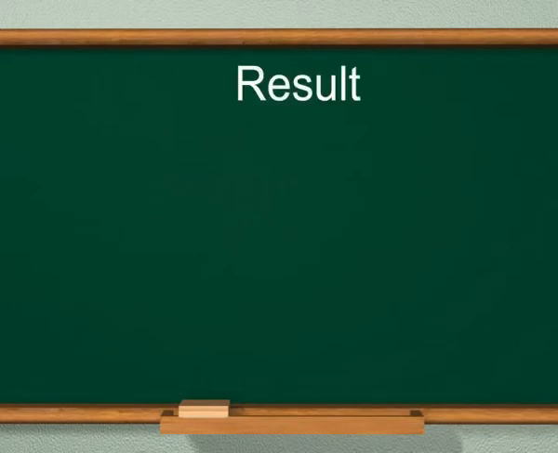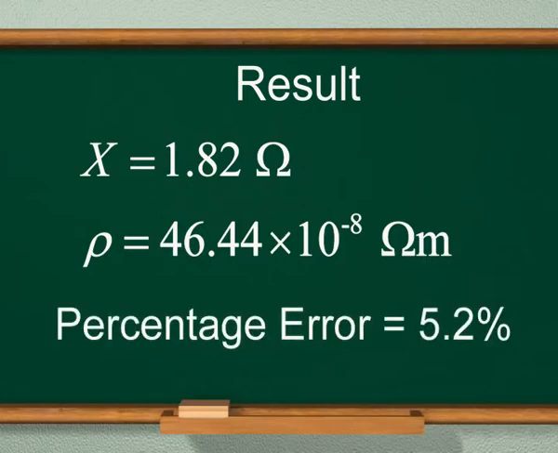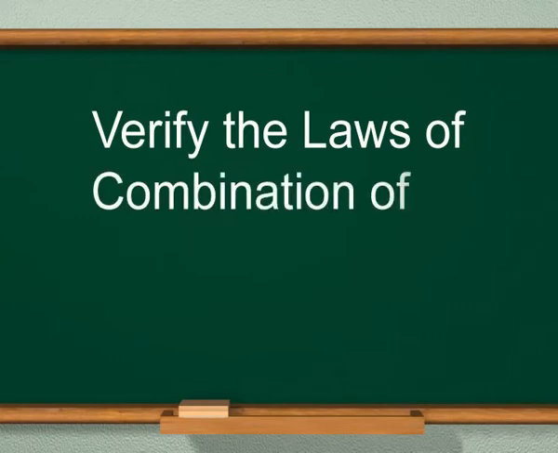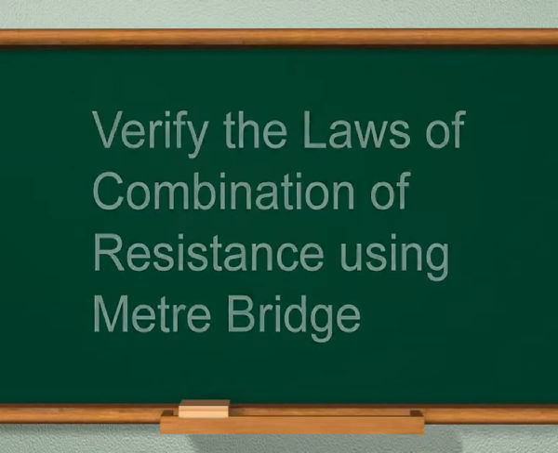Result: the value of the unknown resistance is 1.82 ohm. The specific resistance of the material of the given wire is 46.44 into 10 raised to the power minus 8 ohm meter. Percentage error is 5.2%. Let us now verify the laws of combination of resistance using meter bridge.